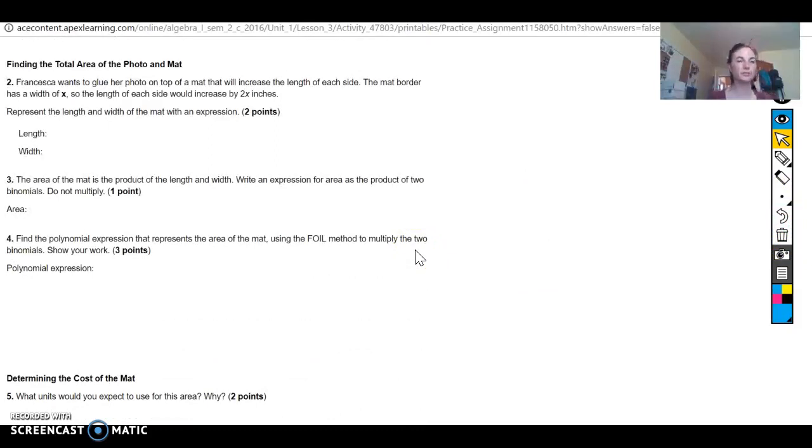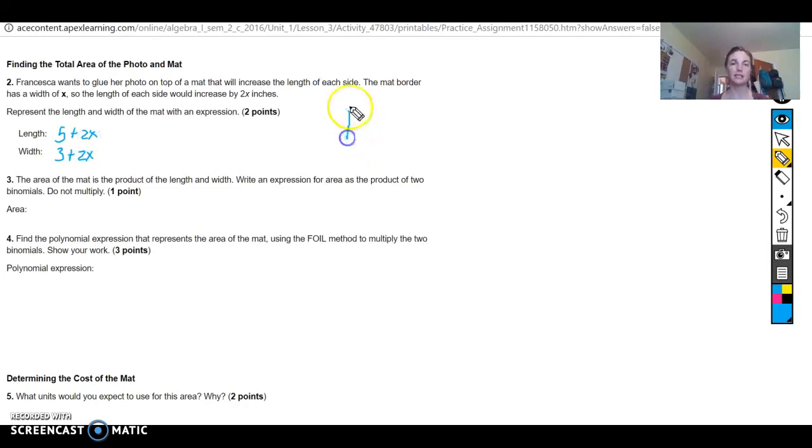All right, number 2, Francesca wants to glue her photo on top of a mat that will increase the length of each side. The mat border has a width of X, so the length of each side would increase by 2X, okay? So if I have a 3 by 5 photo, then that means I have let's say the width is 3, okay? And the length is 5, okay? And I am going to increase it by 2x.